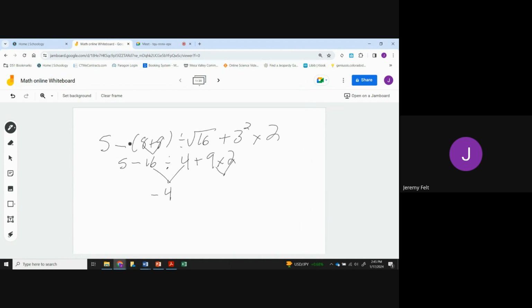We're still subtracting that from 5. 9 times 2 is 18. And we're still adding that. So I get 5 minus 4 plus 18. 5 minus 4 is 1 plus 18 is 19. Okay. So a lot of different steps, but just do, okay, we know how to add. We know what the square root of 16 is. We know what 3 squared is. Okay, and then we know 16 divided by 4. We know 9 times 2. And then we have addition and subtraction from there.